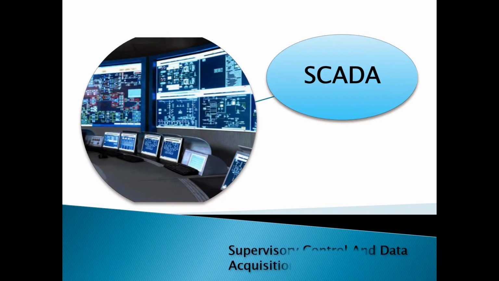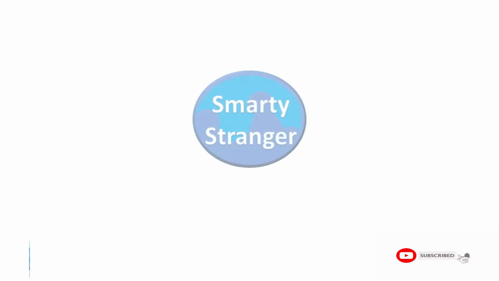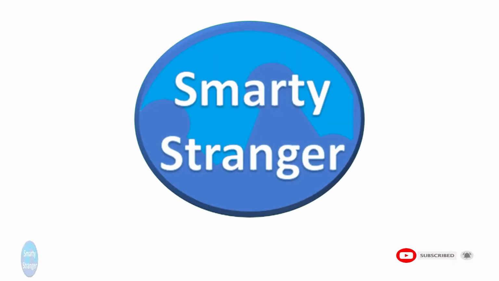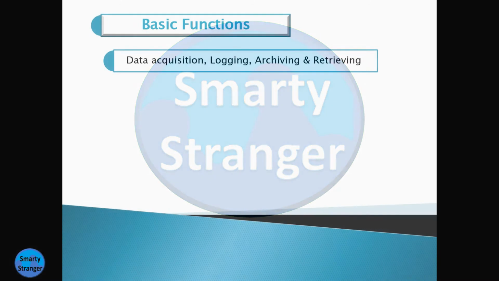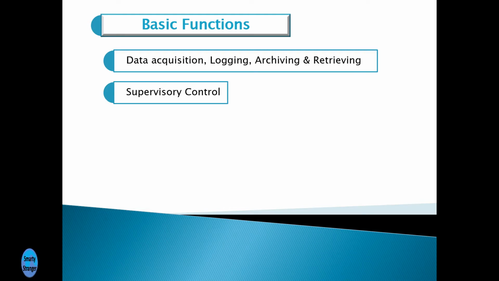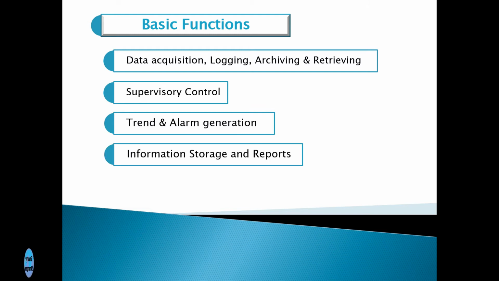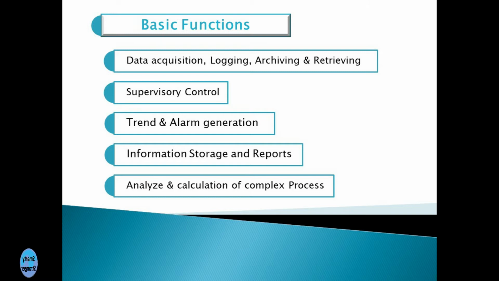SCADA is a control system architecture comprising computers, network data communications, and graphical user interfaces for high-level supervision of machines and processes. SCADA basic functions are data acquisition, logging, archiving and retrieving, supervisory control, trend and alarm generation, information storage and reports, analysis and calculation of complex processes.